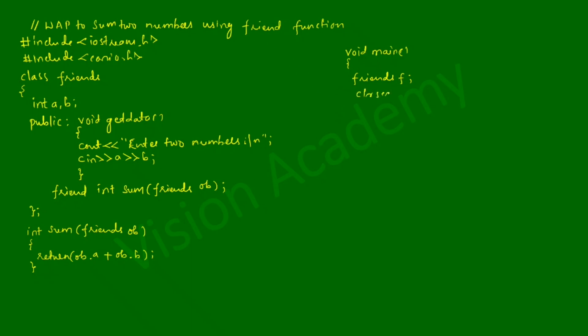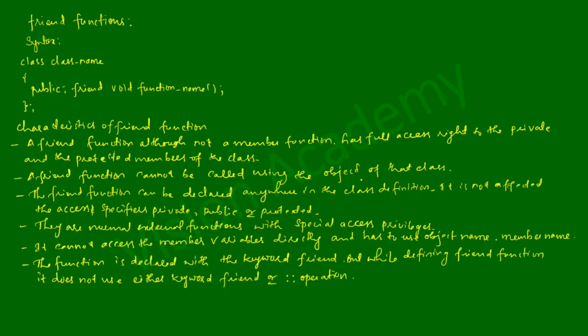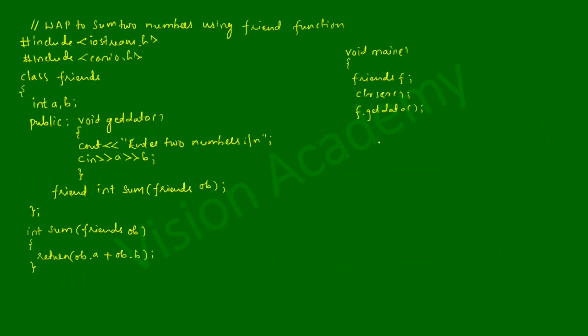Next, I'm going to write clrscr function, which is used to clear the screen. Now, I'm going to call get data function using this object. I'll use f dot get data. So whenever we call this particular function, it will ask the user to enter two numbers, and user is going to enter two numbers. Then we are going to call this friend function. Okay, so how to call it without creating its object, correct? So just now we have seen a friend function cannot be called using the object of that class. So we are going to call that function but without creating its object. So how to do it?